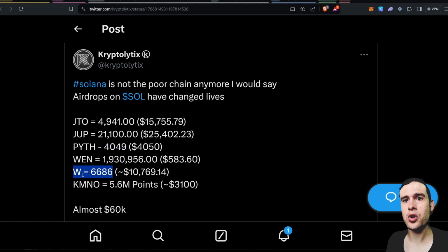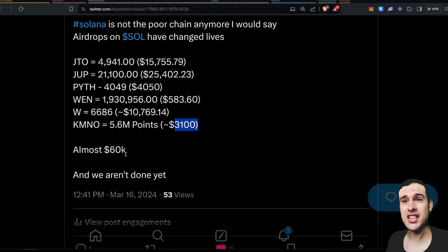Also my Wormhole, and that was literally every other chain was to go to and from Solana, essentially. So I'd go out to other chains, do some stuff, bring that money back to Sol. So that's why I've classified it as a Sol airdrop. That's 6686, which is currently valued at 10,000. KMNO, I showed you the calculations in the last video, how you can work out roughly what your points could be. It's about 3,100. It's almost $60,000, it'd be over $60,000. And we're not even done yet.